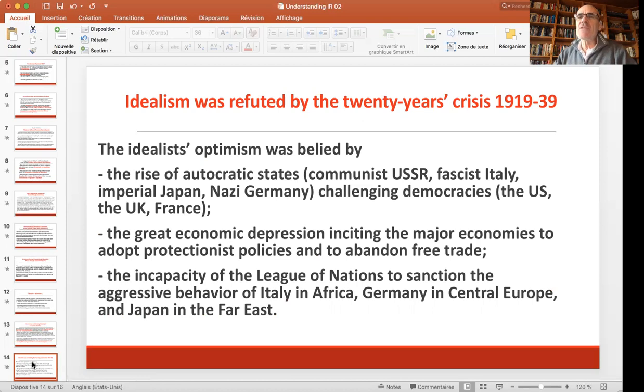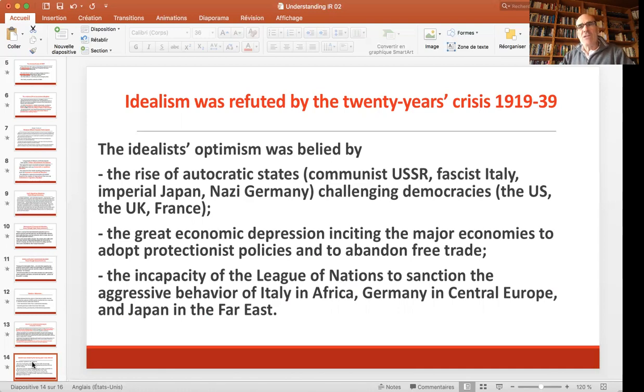Regarding the free trade argument, things are a bit more complicated. Throughout the 20s, free trade indeed flourished again, thanks to the British pound sterling being replaced by the American dollar as the major international currency.